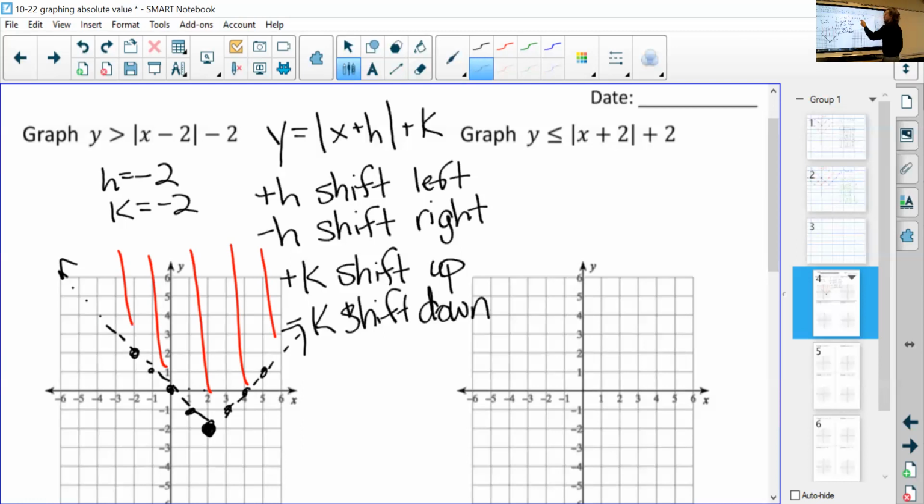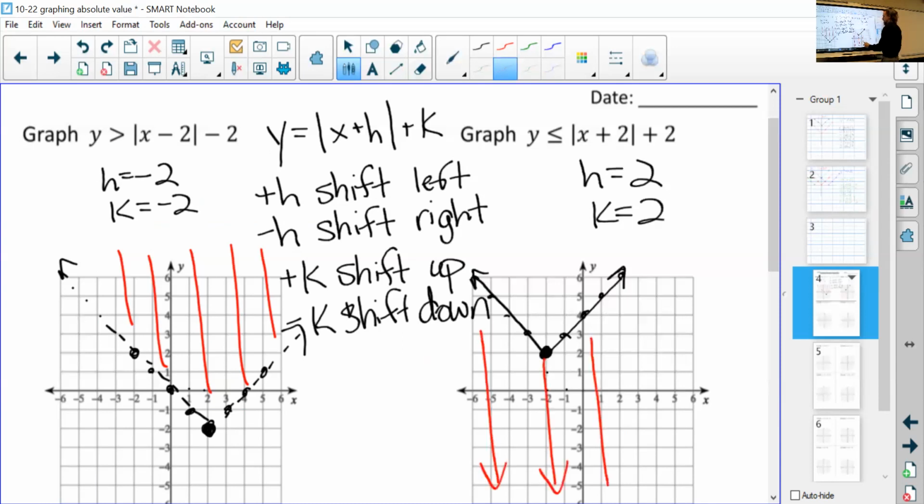So our second example, y less than or equal to absolute value of x plus 2 plus 2. So h equals 2, k equals 2. If h is positive, we shift it 2 to the left, 1, 2. K is positive, so it shifts 2 up. So -2, 2 becomes our vertex. Again, we keep our basic V shape. This time it's less than or equal to, so it's going to be a solid line. This continues forever. And it's less than that, so I'm going to shade everything below the line.